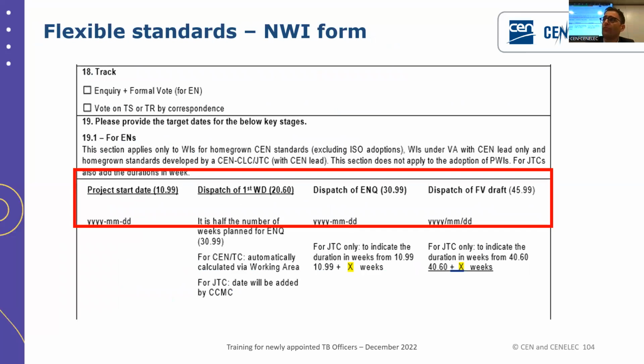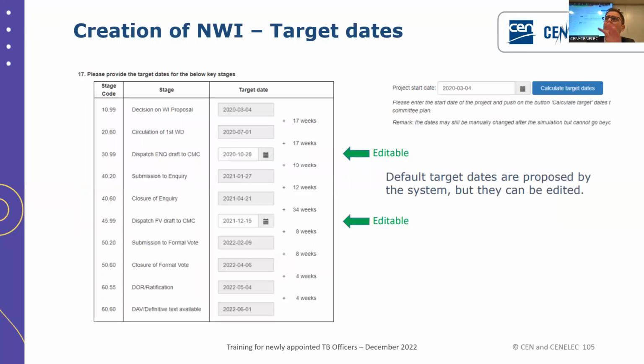So here you have the new work item form extraction. If you look at field 19, you can see exactly the fields where you need to indicate the target date to dispatch the document to inquiry and to formal vote. Here is what the TC secretary will see, as this part is mainly for TC secretaries, on the projects online working area. So when you are registering the new work item in the projects online working area, please remember that there are 2 fields that are editable, which are the fields to submit the document to inquiry and to submit the document to formal vote. So this needs to be completed by the TC secretariat, in line, of course, with the new work item form.